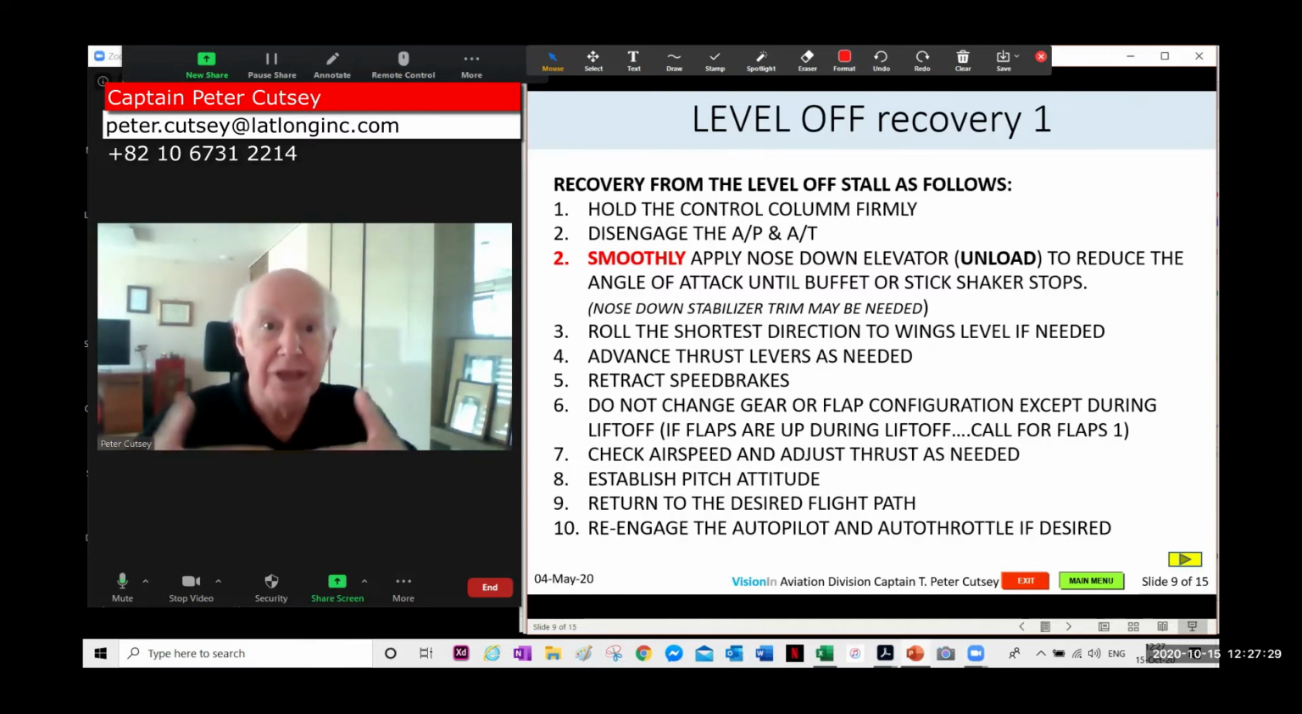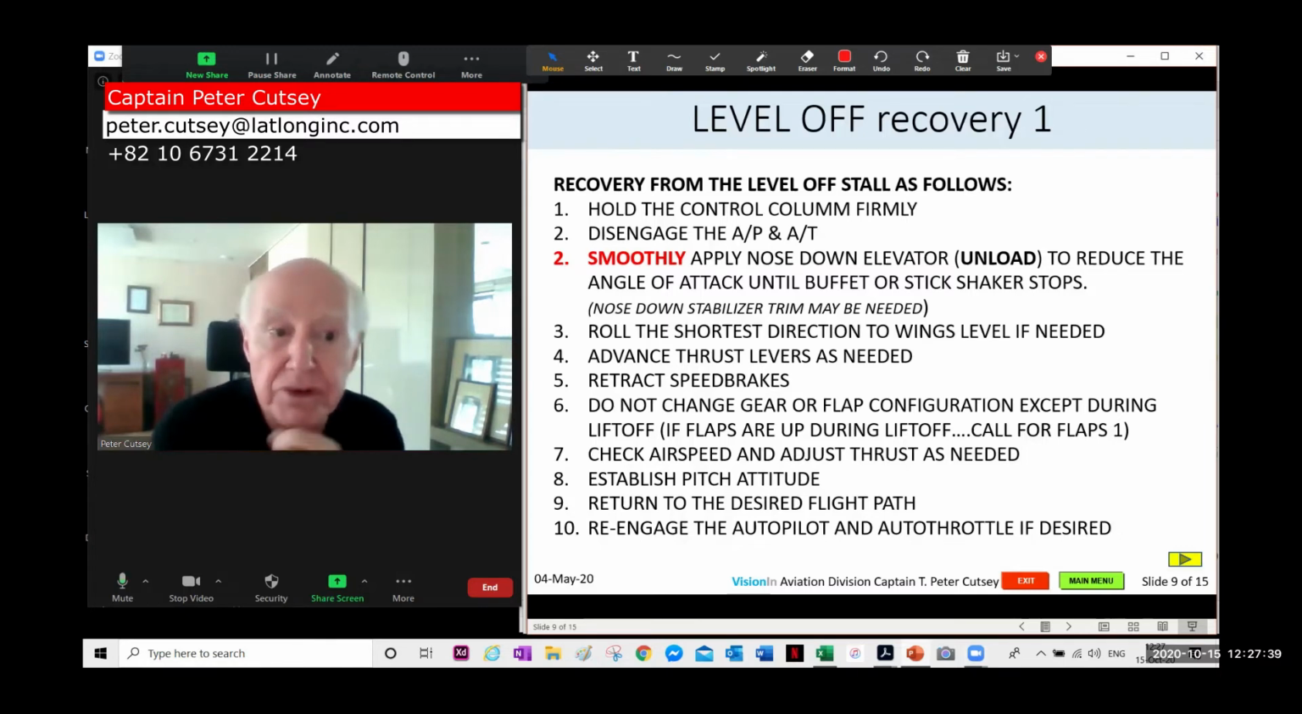Smoothly apply nose down elevator. The term we use nowadays in the upset recoveries is unload, which is check forward on the control column to reduce the angle of attack until buffet or stick shaker stops. Nose down stabilizer trim may be needed. Don't necessarily use it unless you need to use it. Your instructor will tell you. Roll the shortest direction to wings level if needed. Advance thrust levers as needed.